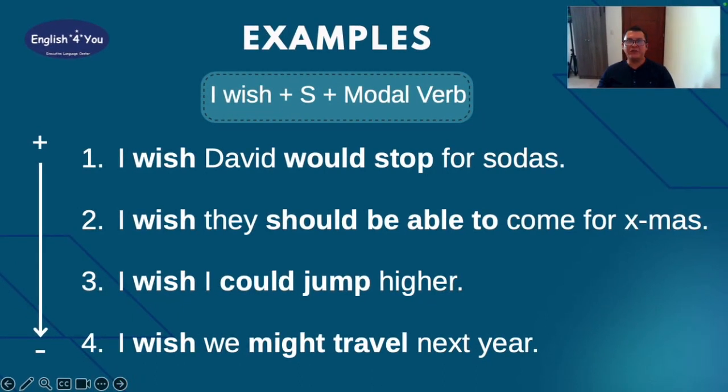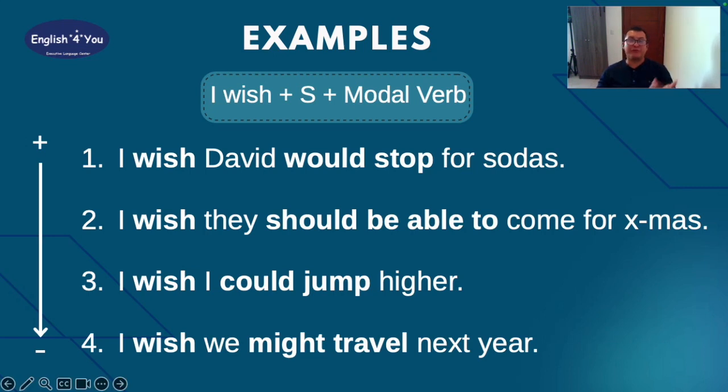Let's move on to more examples, now using a modal verb. If you remember, at this point, you already know that the modal verbs are may, can, shall, and will. Or they can be might, could, should, and would. So now let's use "I wish", but now with modal verbs. Look at this. Let's get started with would.